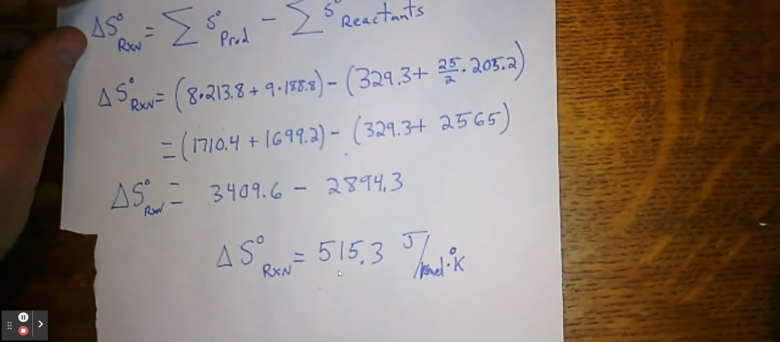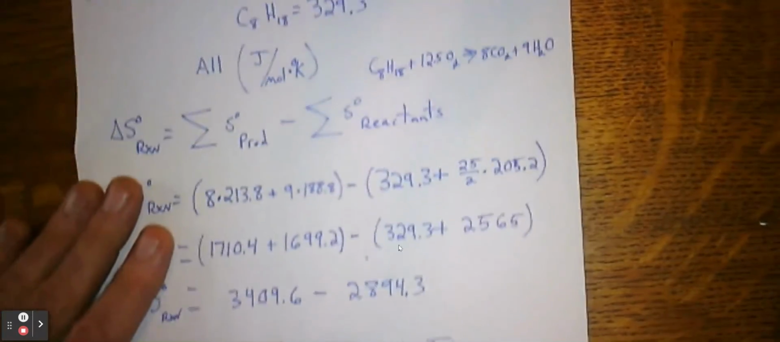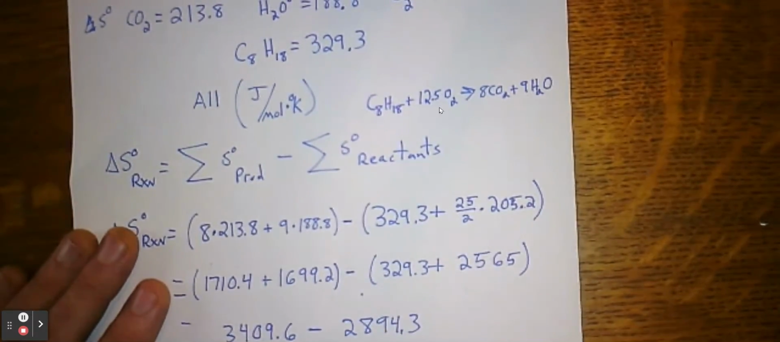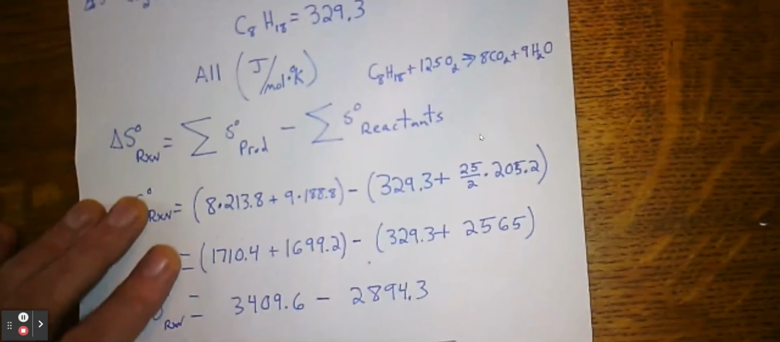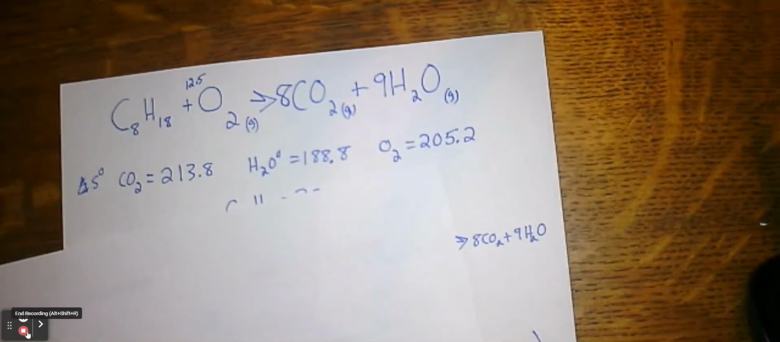Now, this is a positive entropy. Now, it would make sense. I have 12.5 moles of gas, or 13.5 moles of gas going to 17. I'm increasing the number of moles. Therefore, my entropy should have a positive change.